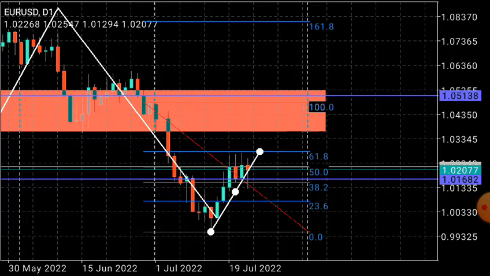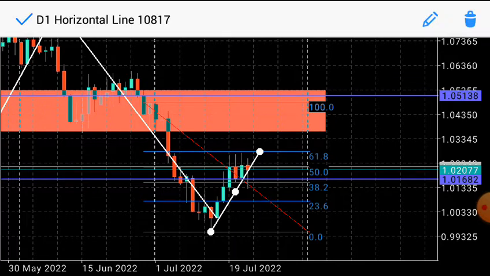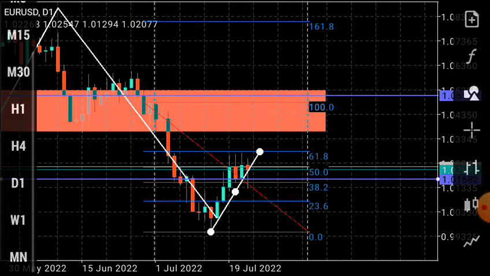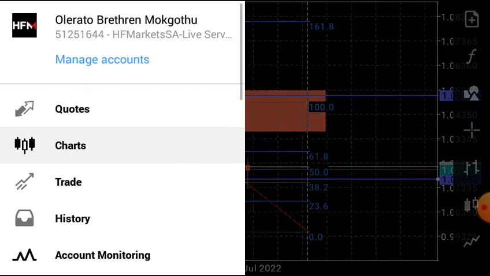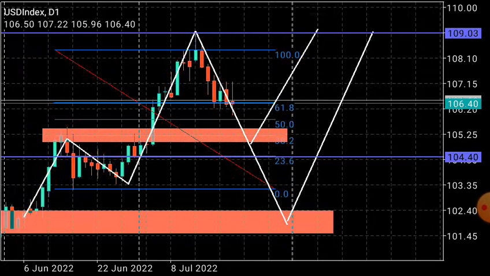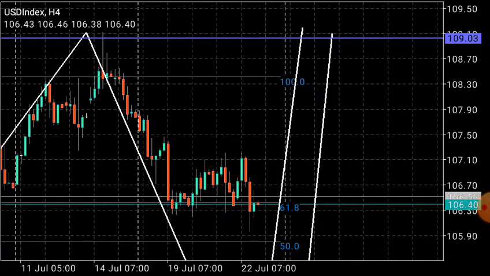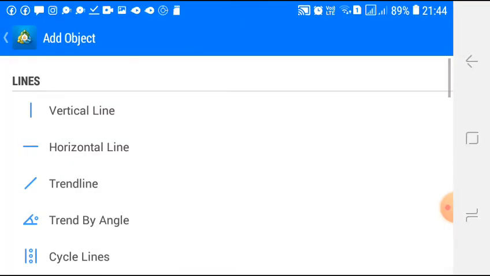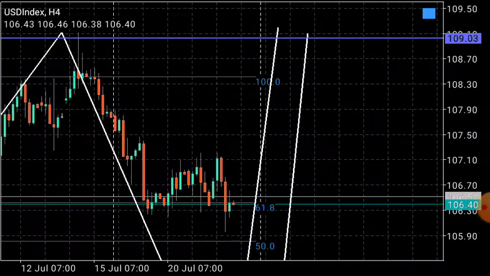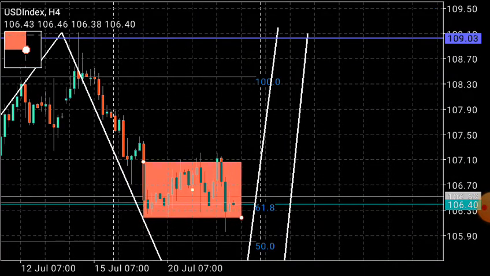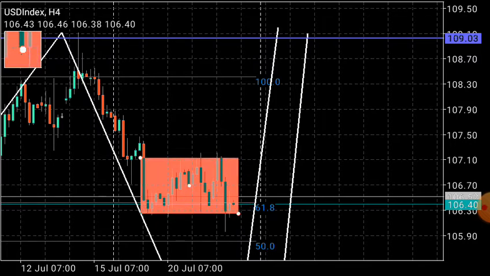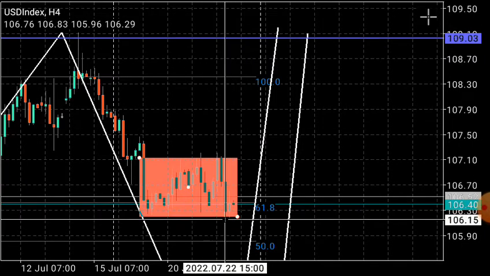Okay, let me look on the daily. Let me clear this. Okay, let me look at the dollar index on the smaller time frames. So we have a minor consolidation right here. You have a minor consolidation right there. The market even attempted a breakout.